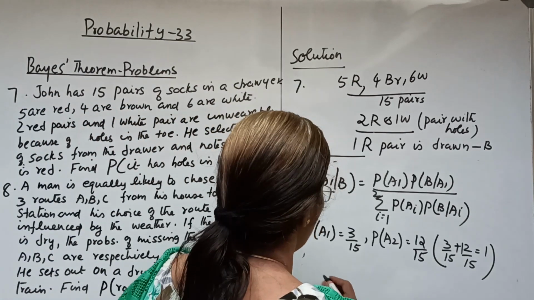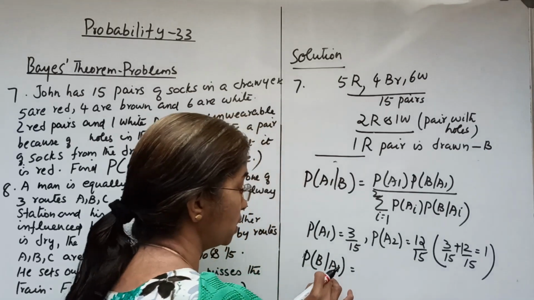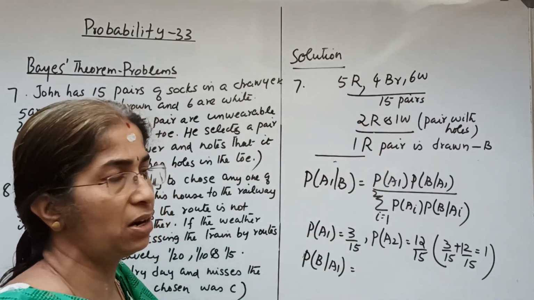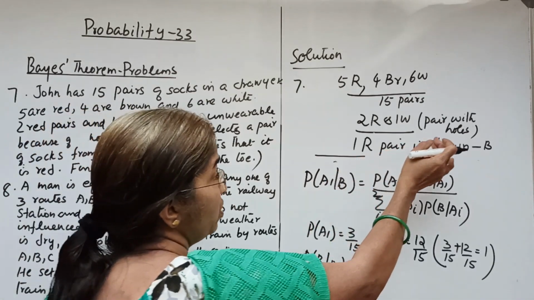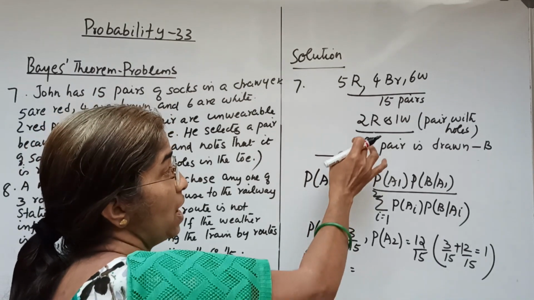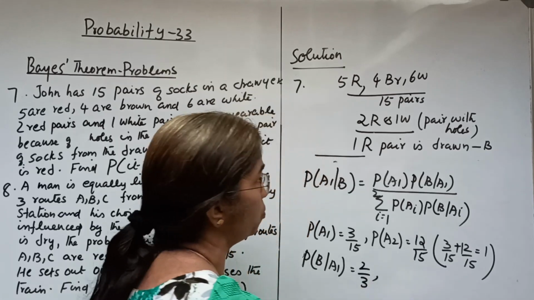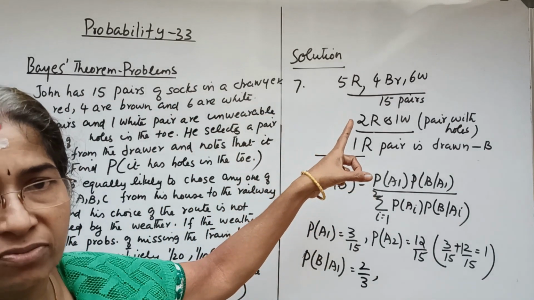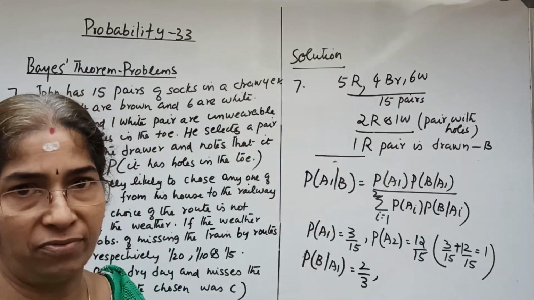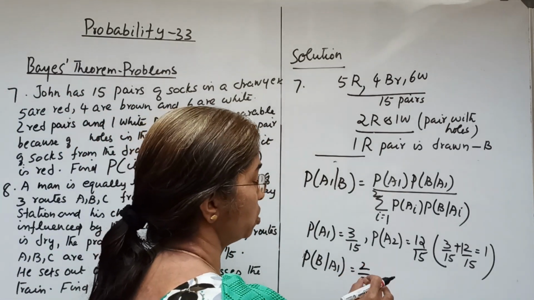Okay. And now we consider P of B given A1. Now what is this A1? Under A1, for P of B, we are given 2 red pairs and 1 white pair are with holes in the toe. So P of B given A1 is with holes and 1 red pair. So we have the probability equal to 2 by 3. There are 3 pairs with holes and there are 2 red pairs. Hence P of B given A1, the probability of selecting a red pair with holes, okay, is 2 by 3.